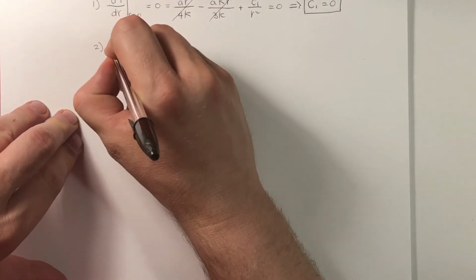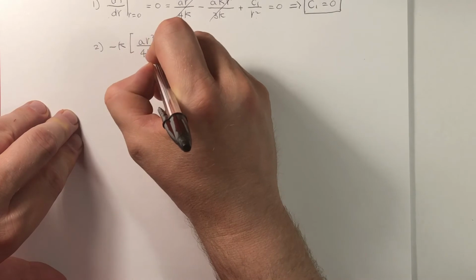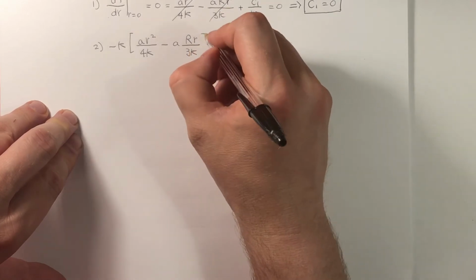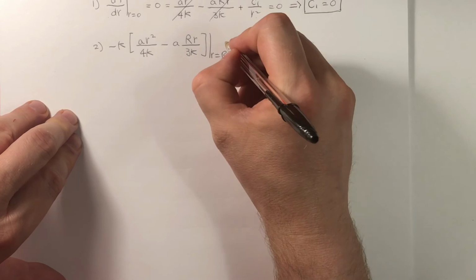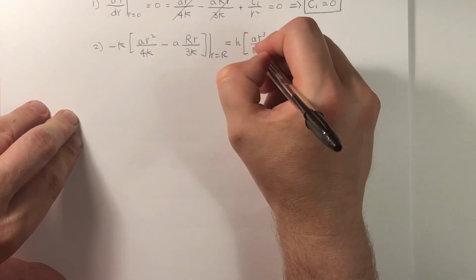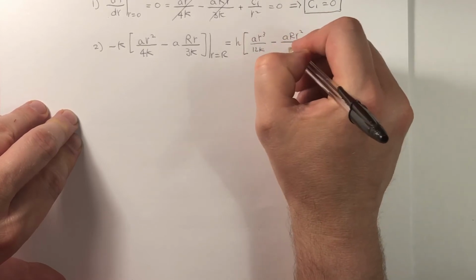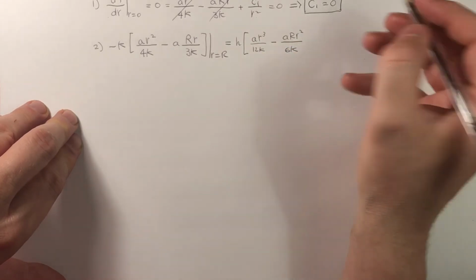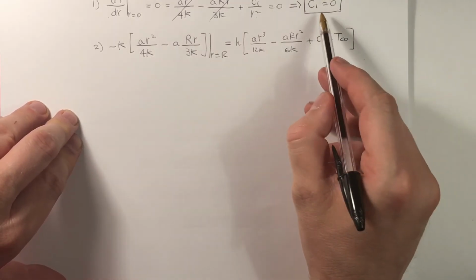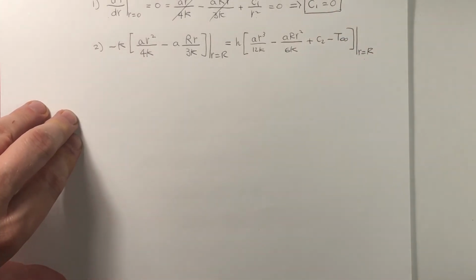So the second boundary condition: minus k times AR squared divided by 4k minus ARR divided by 3k, at r equal big R, must be equal to the convection. That's h times AR cubed divided by 12k minus AR R squared divided by 6k plus C2 minus T infinity. So here already we don't include the term that has C1, because we found already that C1 is equal to 0, and this is evaluated at r equal big R.